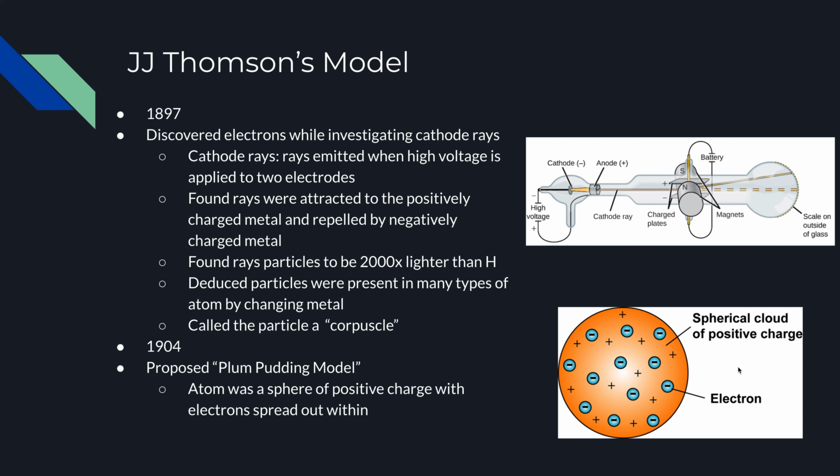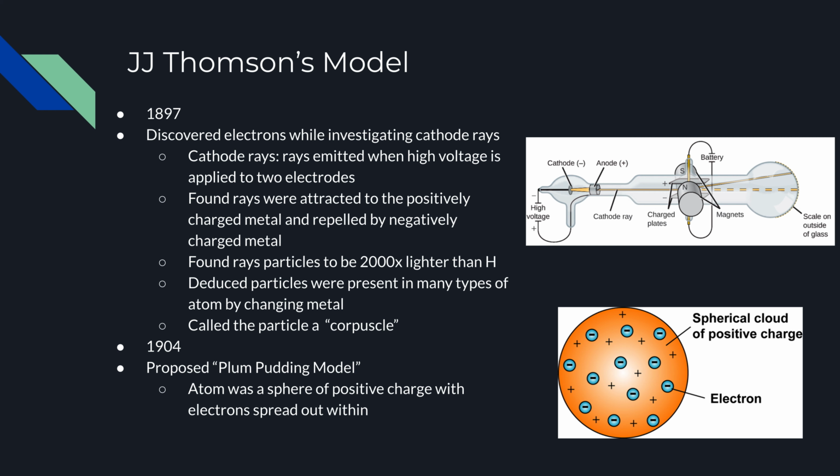Next was J.J. Thomson's model, which was coined in 1897. He discovered electrons while investigating cathode rays. Essentially, a cathode ray is a ray emitted when a high voltage source is applied to two electrodes. This ray was attracted to positively charged metals and repelled by negatively charged metal. And the particles within each ray were found to be 2,000 times lighter than hydrogen.